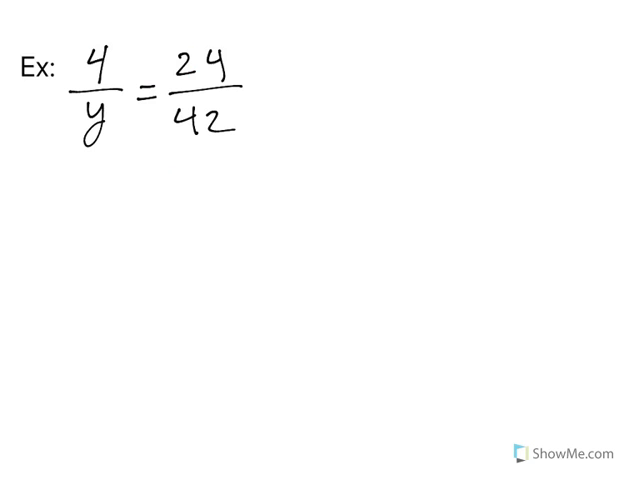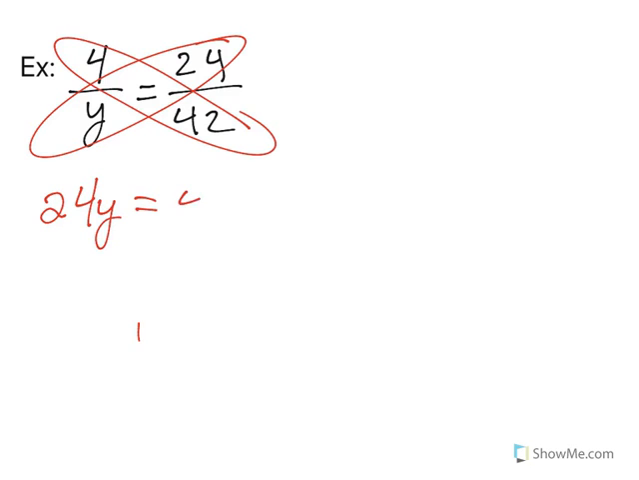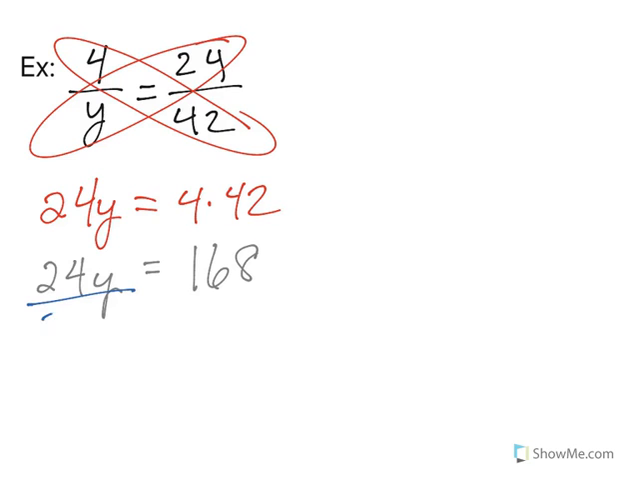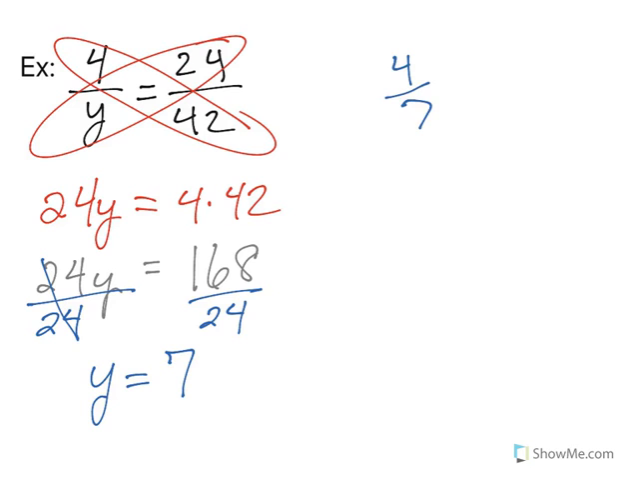4 over y equals 24 over 42. Again, I get 24y equals 4 times 42. Now, 4 times 42 is 168, equals 24y. To get y by itself, we divide by the coefficient of 24. So y equals 7.